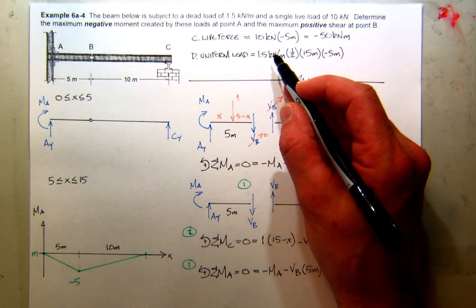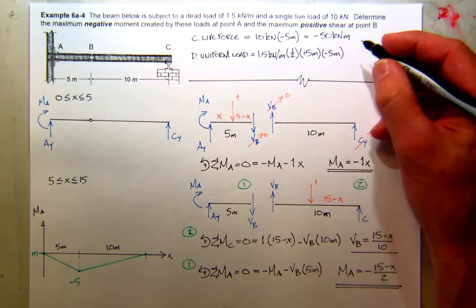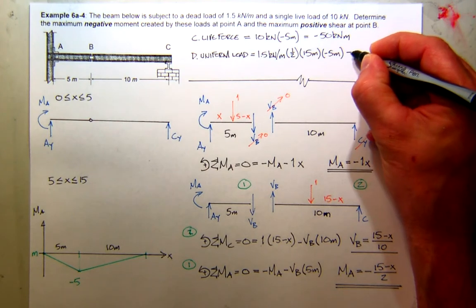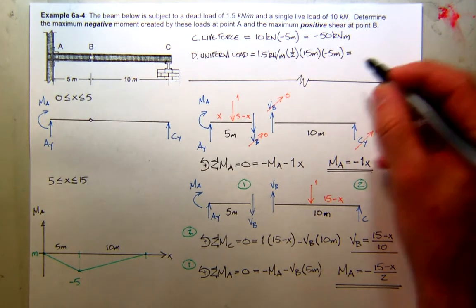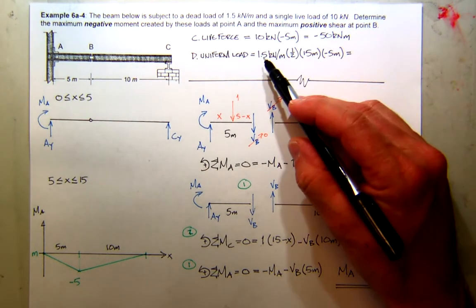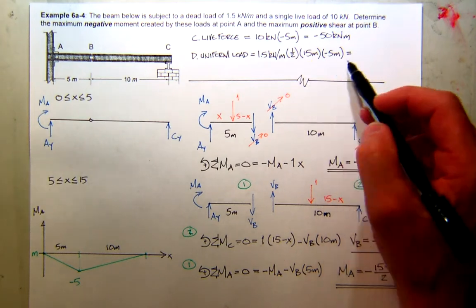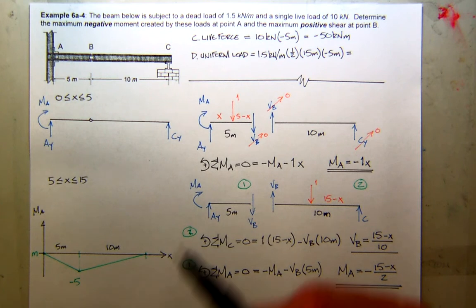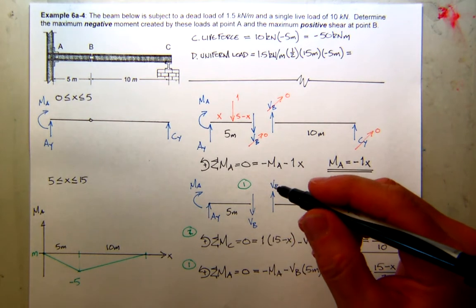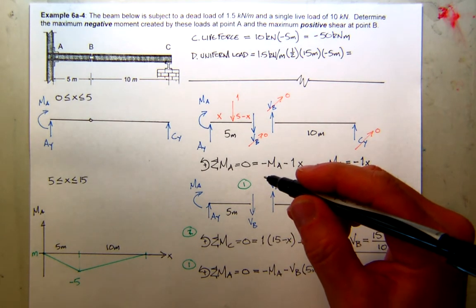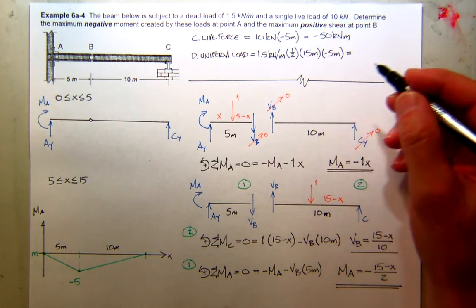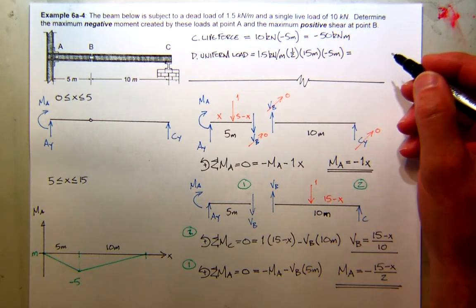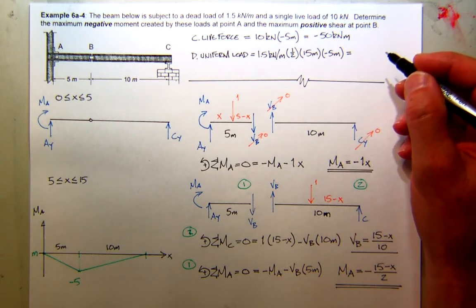So the units are still going to be kilonewton meters, which is moment. I don't know what that's going to be. You guys have to help me with that. 1.5 times 7.5 times 5. 56 point something? What? 6.25. Anybody else get 56.25?